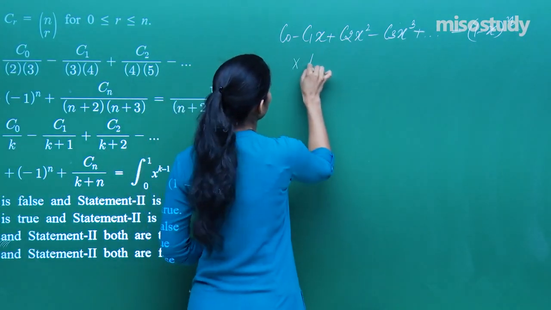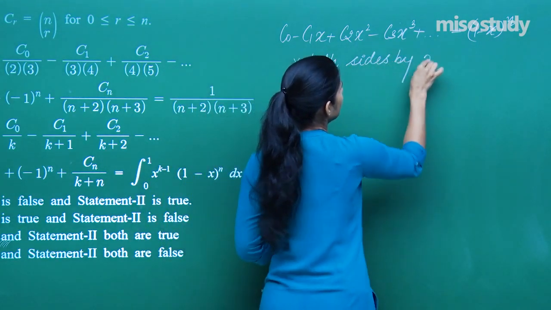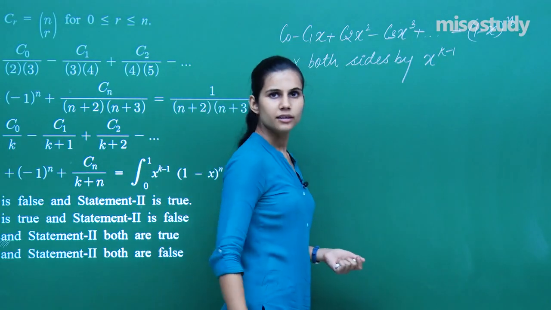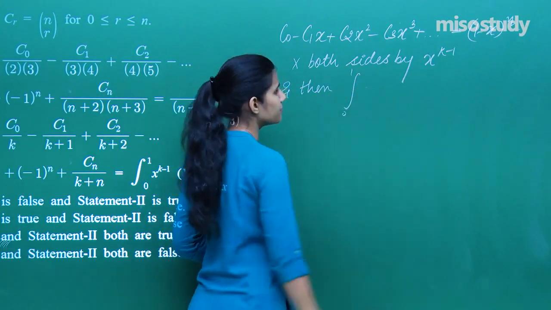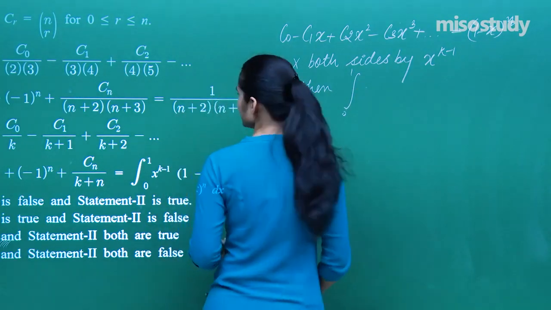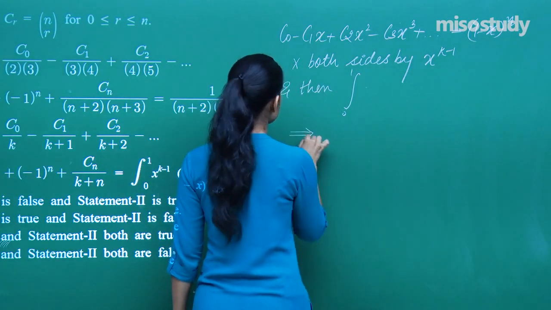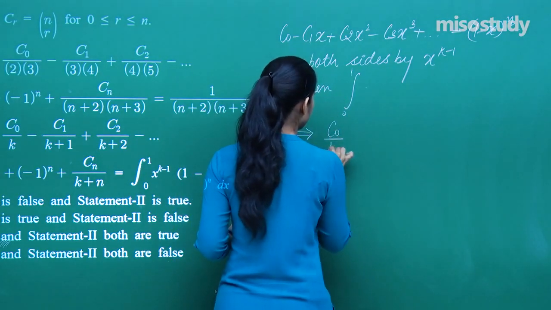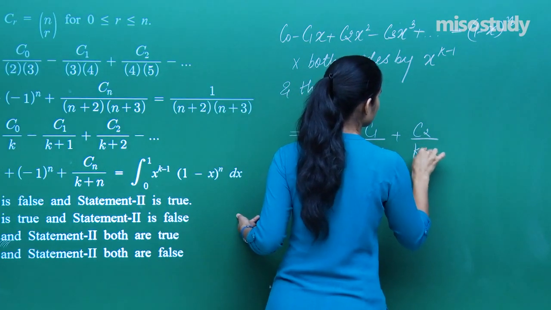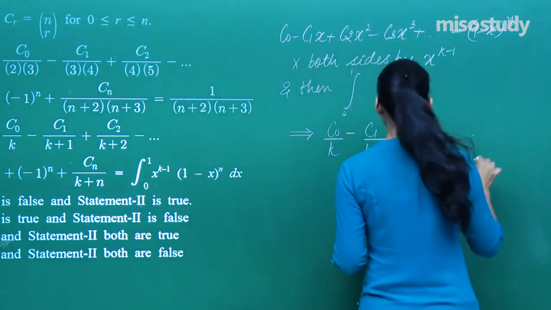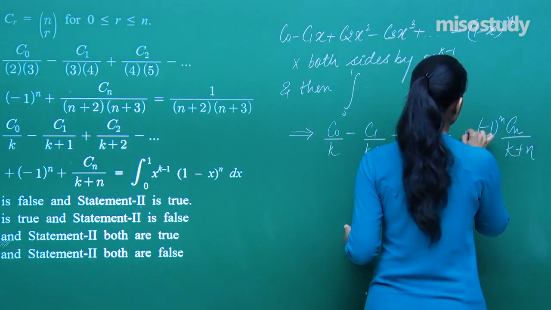Now what you do is you multiply both sides by x to the power k minus 1, okay? And then what you do, you integrate from 0 to 1 both sides. When you do that, you basically get your statement 2. What do you get? You get your statement 2, which is C0 by k minus C1 by k plus 1 plus C2 by k plus 2 minus and so on, minus 1 to the power n Cn by k plus n.